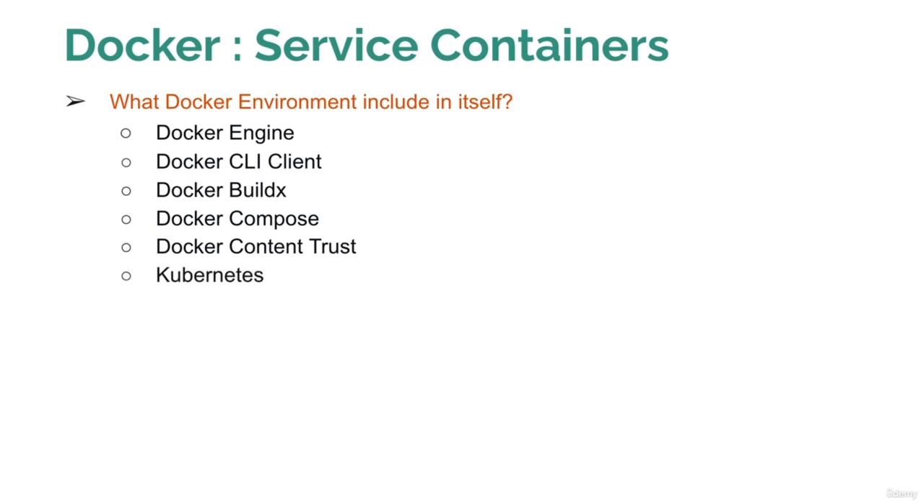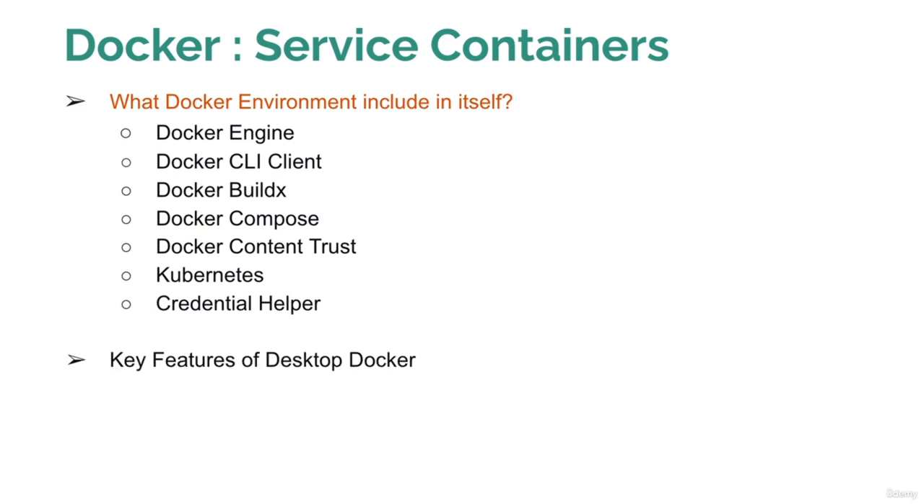Then we have Kubernetes. If you are not aware of Kubernetes, it is a Docker orchestration system where you can orchestrate your application which is using Docker. Then we have the credential helper, which will help us to store the credentials locally. So these are all the components of Docker Desktop. That's why I mentioned that Docker Desktop is an end-to-end solution for Docker application development.